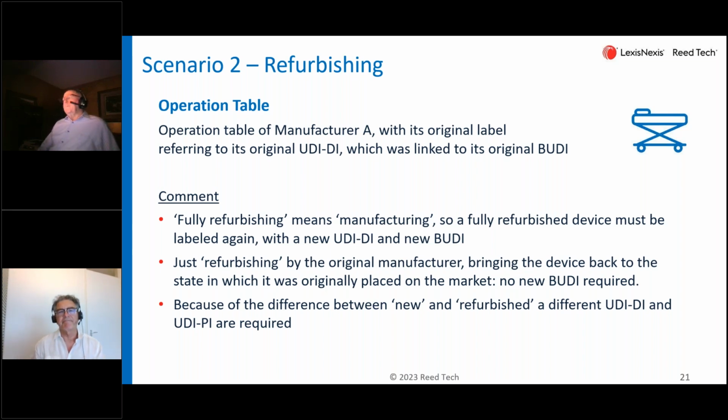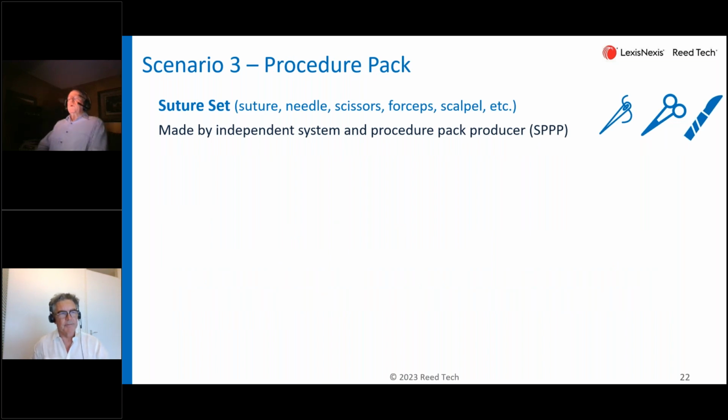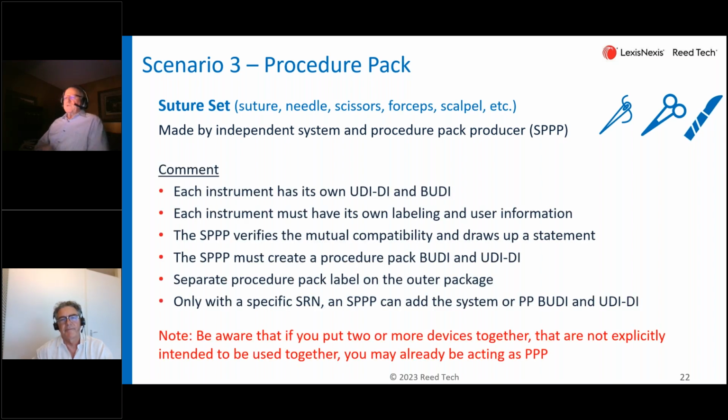All right, super. We're going to move on to scenario 3. Now we're looking at a procedure pack. So I have a collection of suture instruments here. I have the sutures, the needles, scissors, forceps, scalpel, a whole bunch of things. And now I have them available, placed on the market as a procedure pack. What's the impact of this particular scenario? Now, of course, they are all medical devices. And they should all each have their own basic UDI and their own UDI-DI and their own labeling.